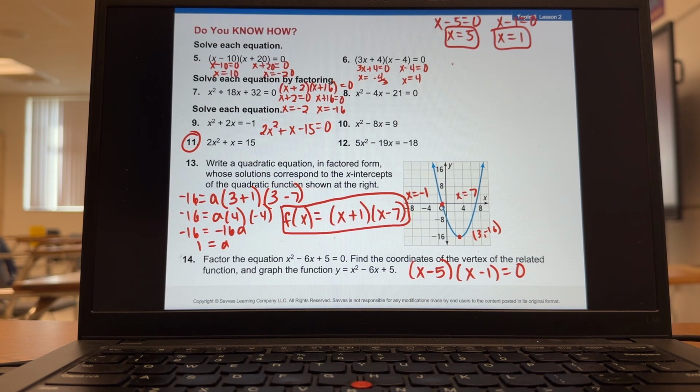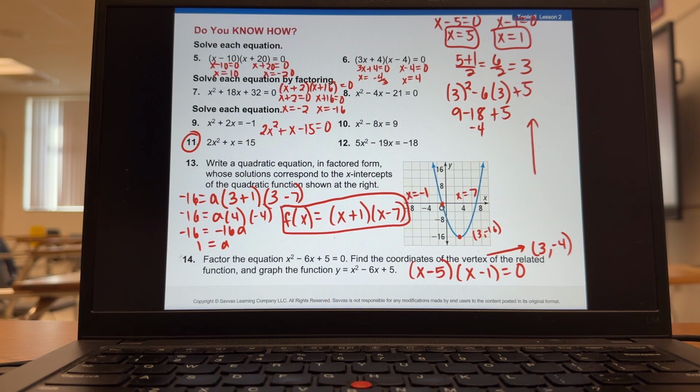The coordinates of the vertex, axis of symmetry first, so 5 plus 1, which is 6, divide that by 2 is 3, so my vertex is 3, comma, and then I'm going to put it back into my equation. 3 squared minus 6 times 3 plus 5, 9 minus 18 is negative 9, negative 9 plus 5 is negative 4. And I'm going to attempt my graph over here.